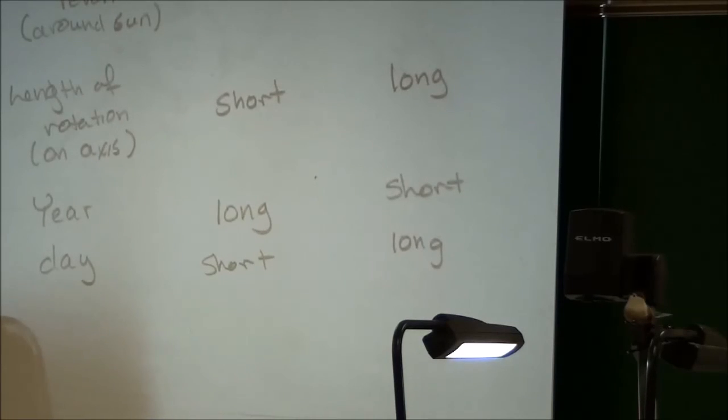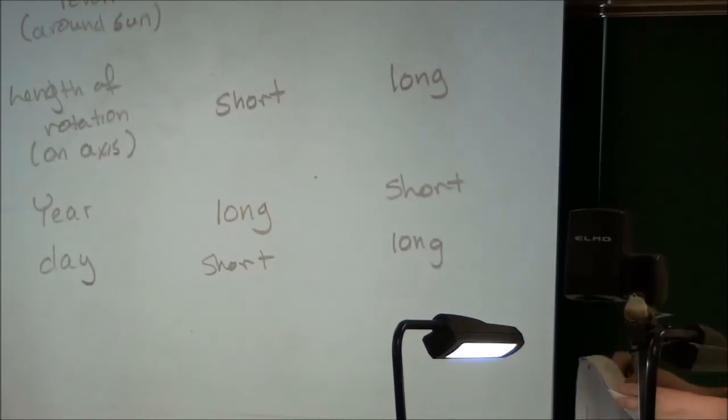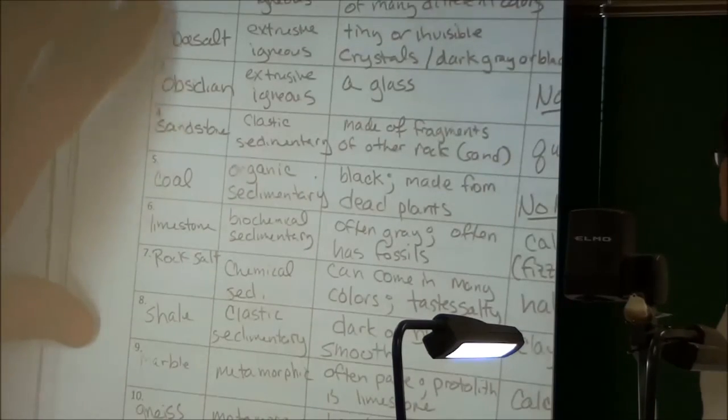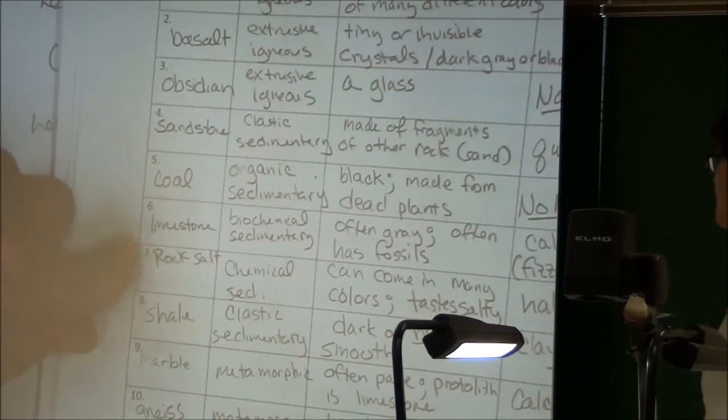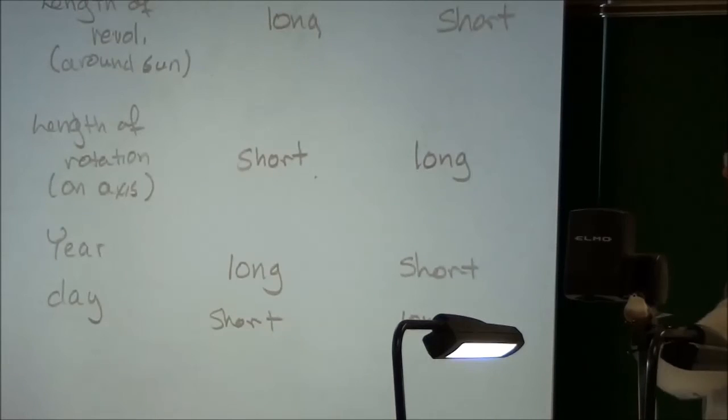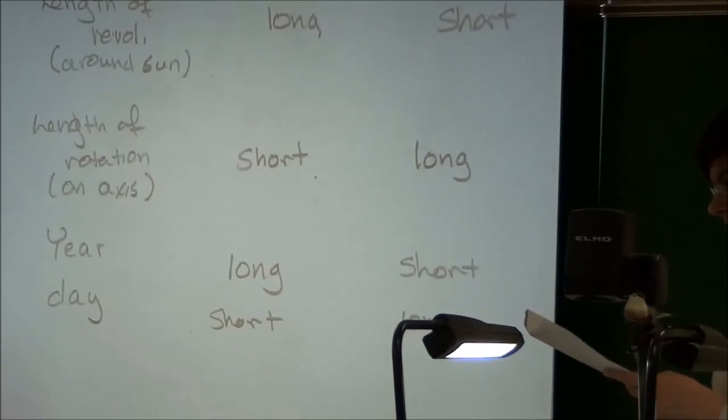And then Earth materials. There we go. So this list, 10 rocks, showed up in the homework for online. You need to know granite, basalt, obsidian, sandstone, coal, limestone, rock salt, shale, marble, and gneiss. So I'm just going to quiz you to see if you know those.